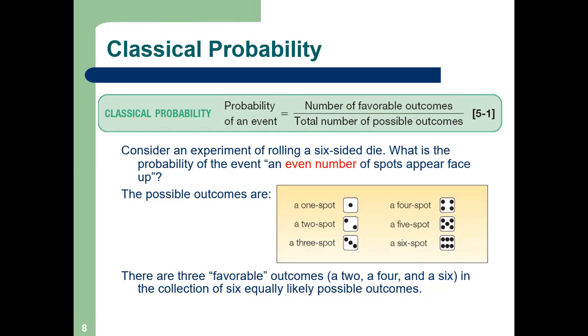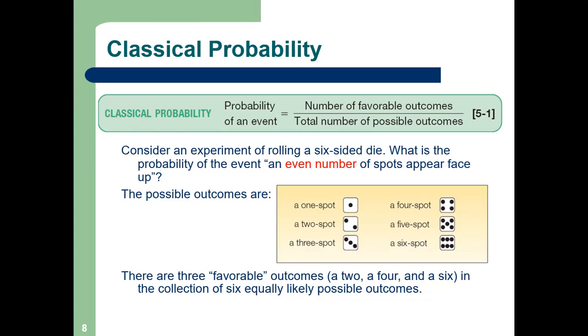This is an event. This is the way to measure the probability. This is a classical way. Number two, we can also measure, as another example, the probability of an even number, right?